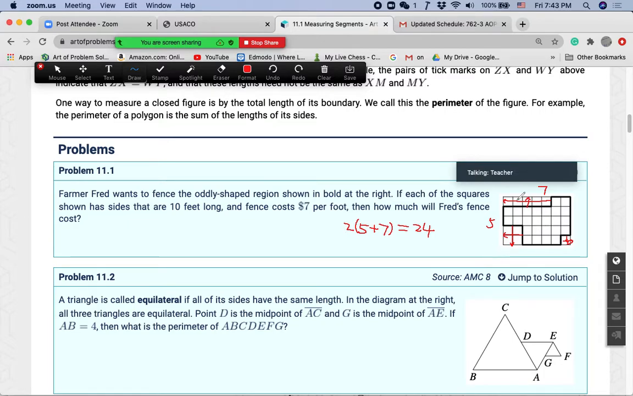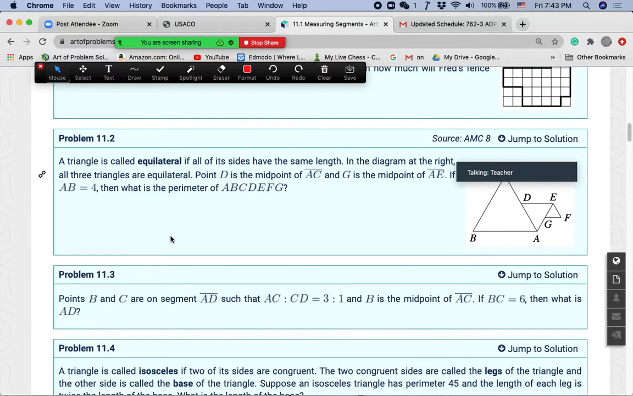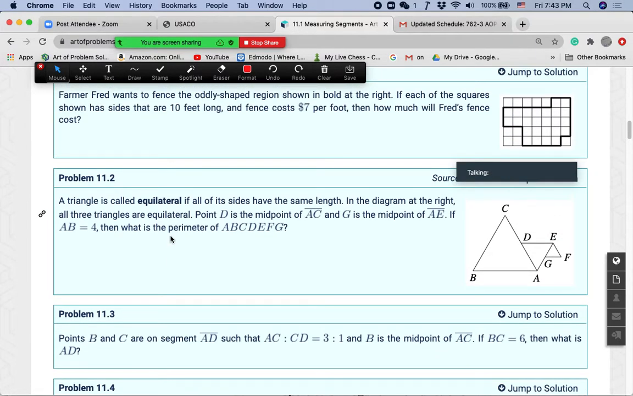Okay. Now let's go to the next example. Say this one, 11.2. Sean, can you help me read this problem? Triangle is called equilateral if all of its sides have the same length. In the diagram at right, all three triangles are equilateral. Point D is the midpoint of segment AC and G is the midpoint of segment AE. If AB equals 4, then what is the perimeter of ABCDEFG?